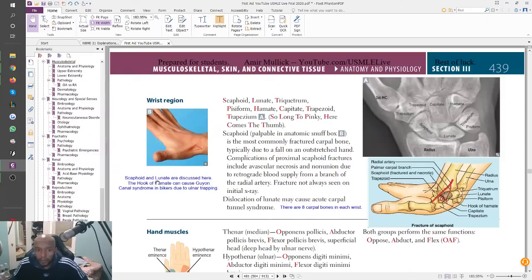So scaphoid and lunate are discussed right here, right? Scaphoid is the most commonly fractured carpal bone, typically due to a fall on the outstretched hand like our patient. Complications of proximal scaphoid fractures are avascular necrosis and non-union, right? And that's what we're seeing right here. Because the blood vessels that go in this area, right, the radial artery, branches of it can get messed up and damaged. Fracture not always seen on initial x-ray. Dislocation of the lunate may cause acute carpal tunnel syndrome.